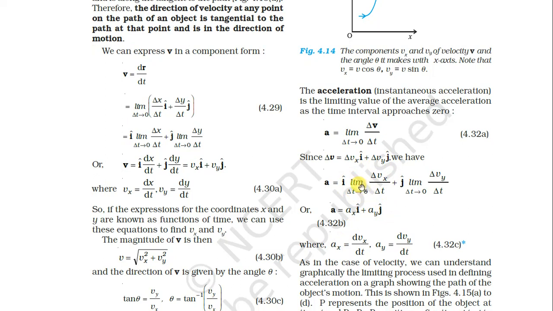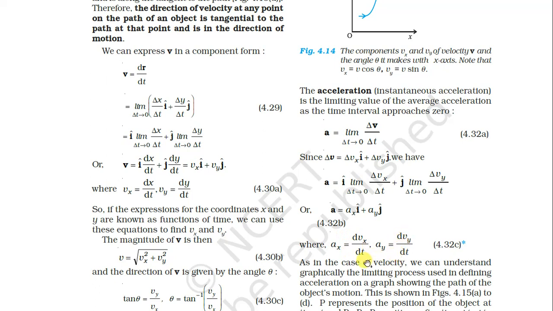At that time this value becomes nearly equal to 0. We are not taking exactly 0, but nearly 0. So ax is equal to dvx upon dt, and ay is equal to dvy upon dt.